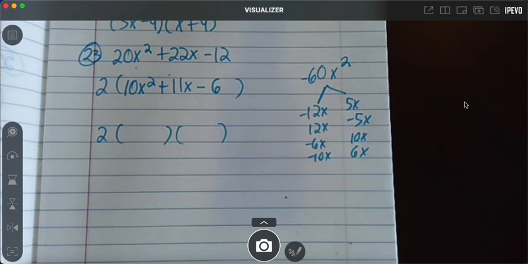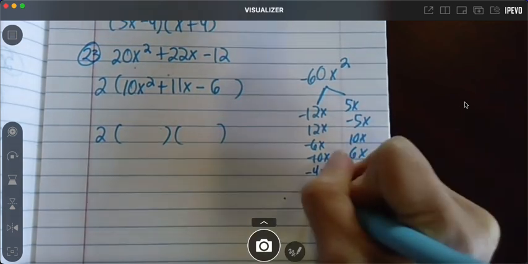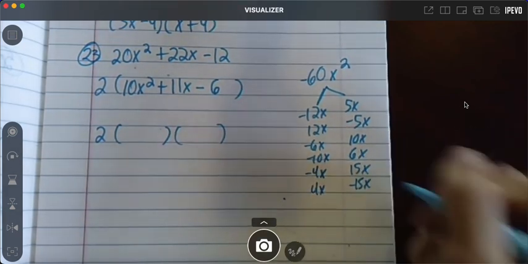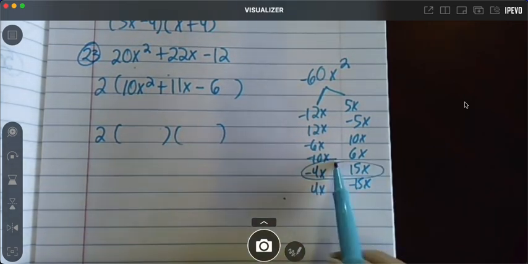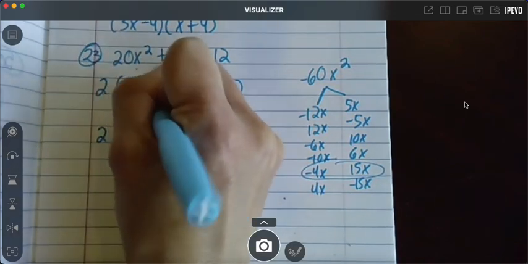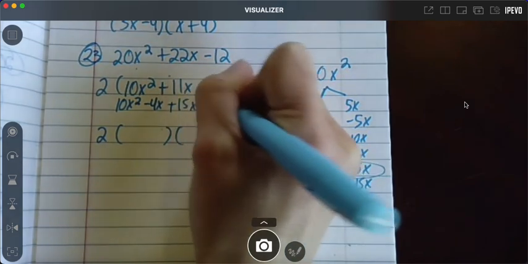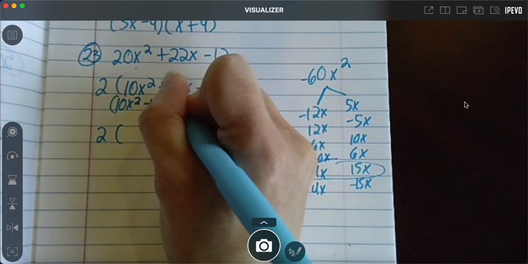What is 60 divided by 4? Does that work? It's 15. That's it. Okay, so negative 4 and 15, and a positive 4 and a negative 15. What's going to add up to a positive 11? The positive 15. So again, I like to put the negative first. Negative 4x plus 15x. Then what do we do with our 4 terms? You group.